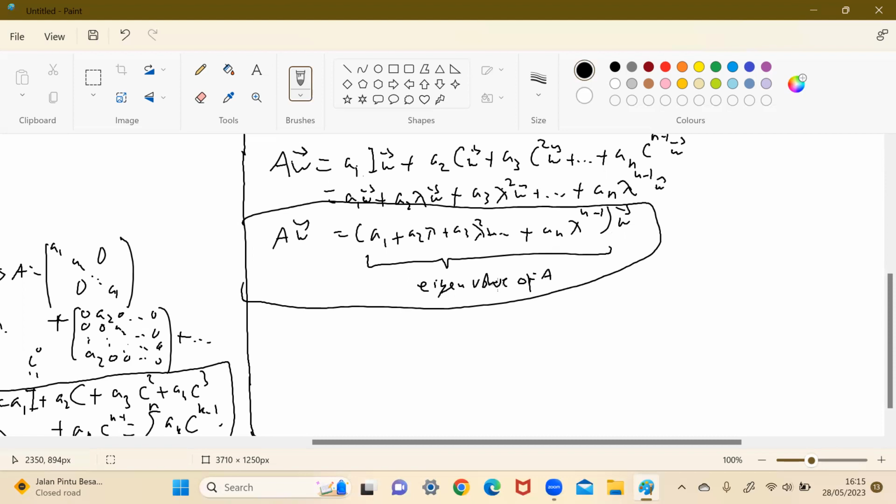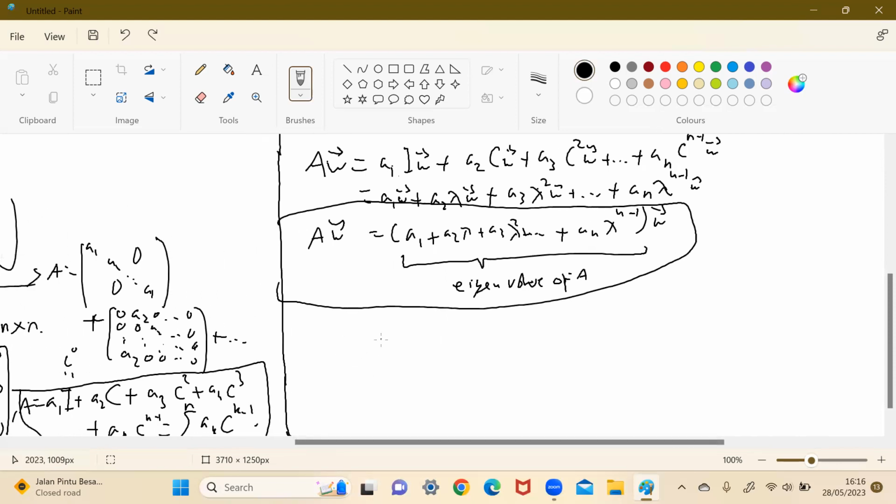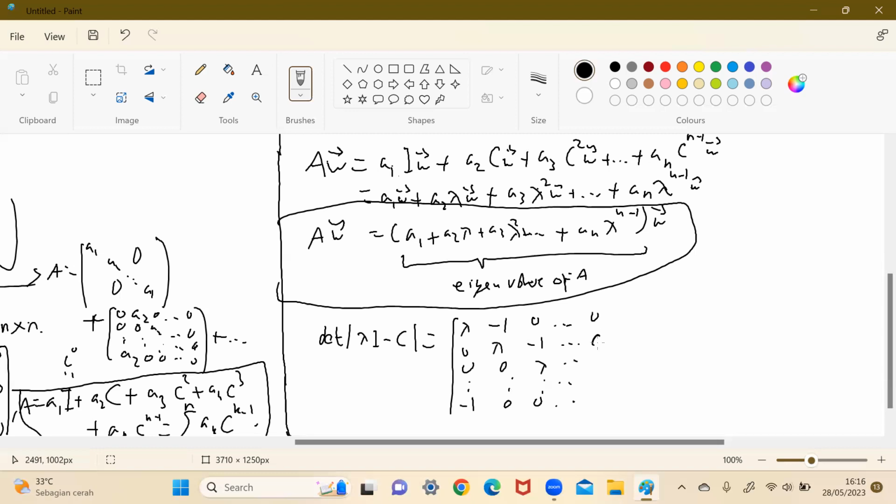So what about the eigenvalues of C themselves? Now recall that C is, okay, I'm not going to rewrite that. But actually, here we can use the old-fashioned way of finding the eigenvalues of C. That is by solving for the roots of the characteristic polynomial. So you will have lambda, minus 1, 0, 0, lambda, minus 1, lambda, there's a minus 1 here.